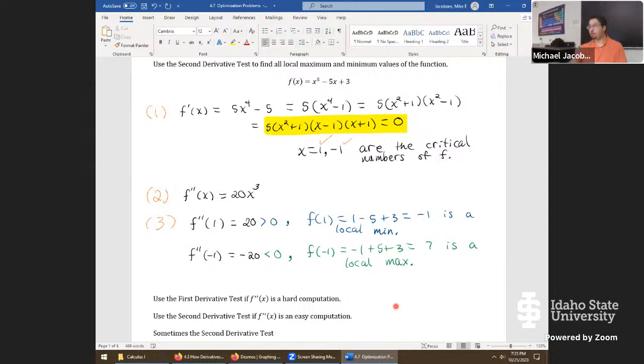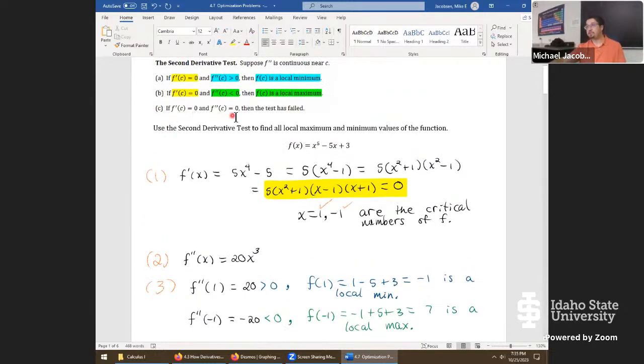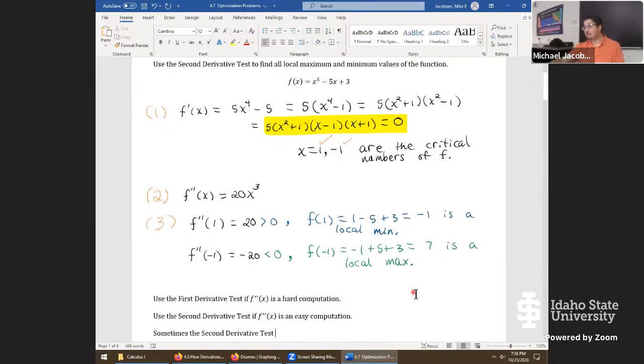It fails in a particular way where in this third case, you just cannot glean any information, if your second derivative is 0, neither positive nor negative. So we'll say sometimes the second derivative test fails, in which case we must use the first derivative test. Whether or not it's going to be easy, it'll be the only thing that's left on the table for us to get through the problem.